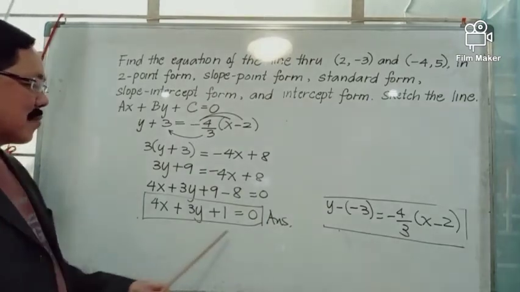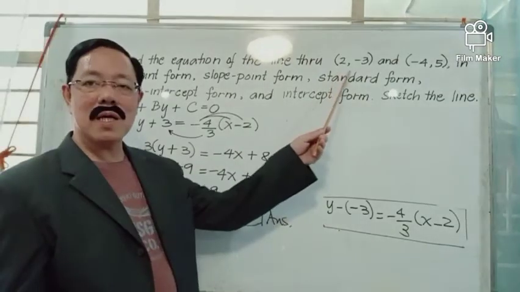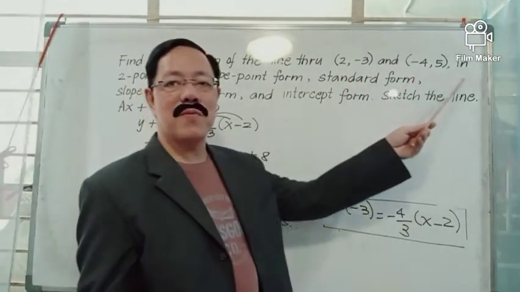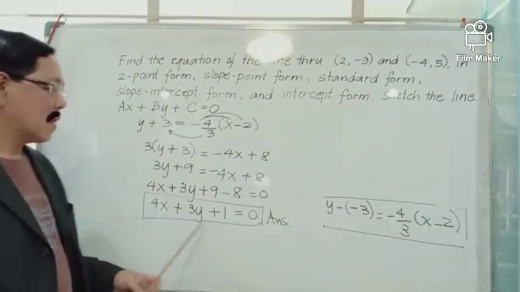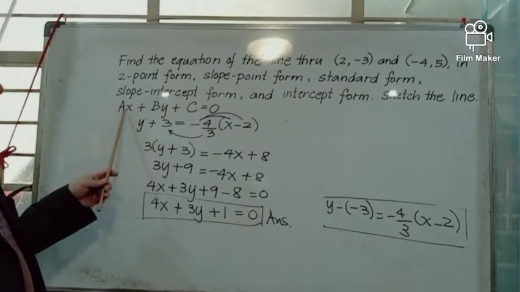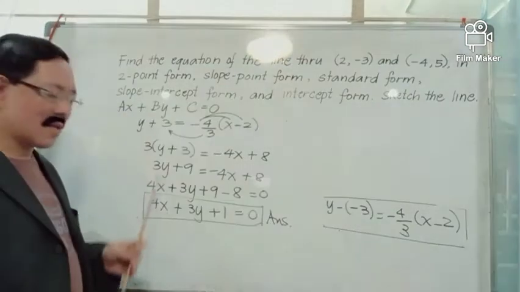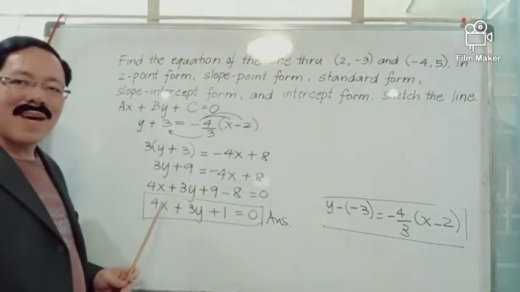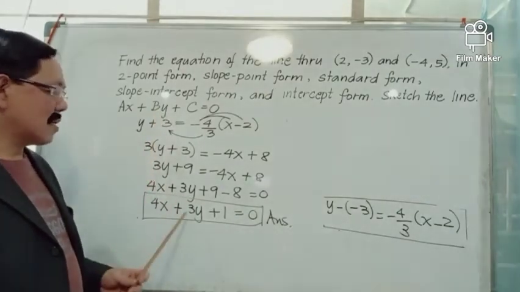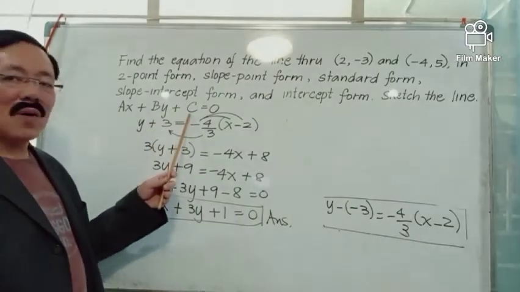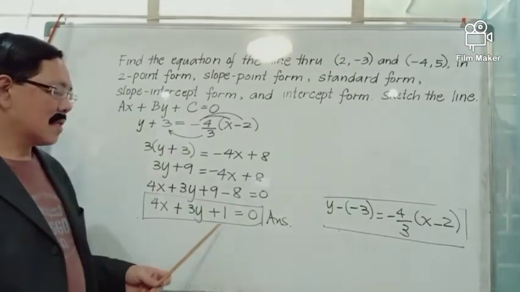This is the equation of the line through (2, -3) and (-4, 5) in standard form, where the coefficient a of x is 4, the coefficient b of y is 3, and the constant term c is 1.